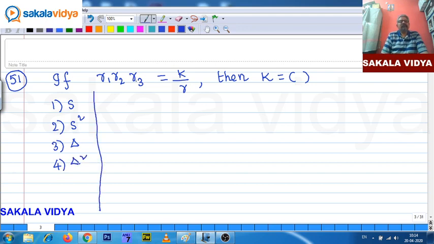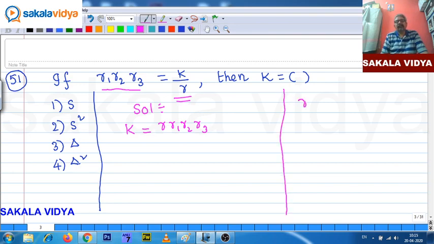This is the question. r1 into r2 into r3 is equal to k by r. We need to find out the k value. Just cross multiply. If you cross multiply, k becomes r into r1 into r2 into r3. So already, once again, I will give the proof also. r into r1 into r2 into r3 is delta square. Okay, we know the option is the fourth one, but I will give the proof also.